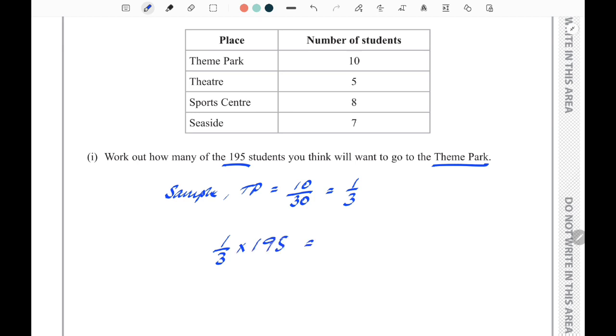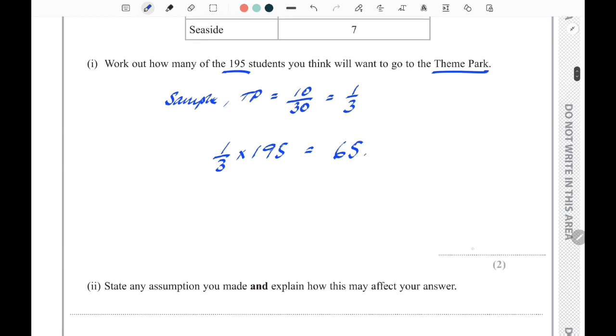And of course, you could use your calculator if you wanted. All right, 3 into that. Let's see what we've got. 60 and 5 there. There we go. All right, so the answer is 65.